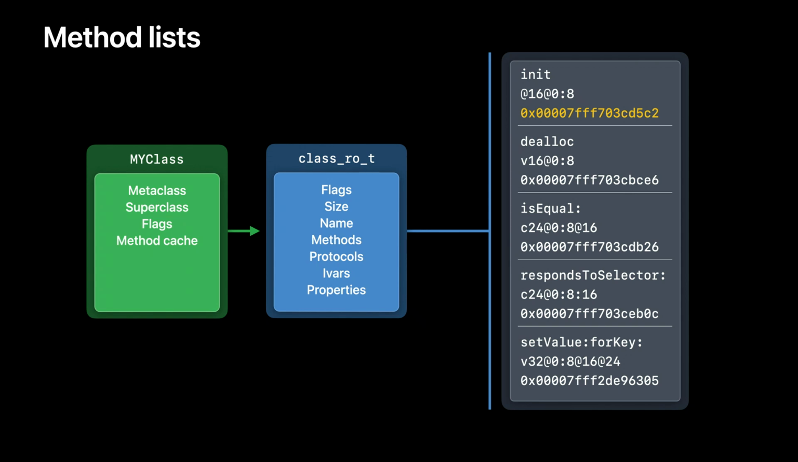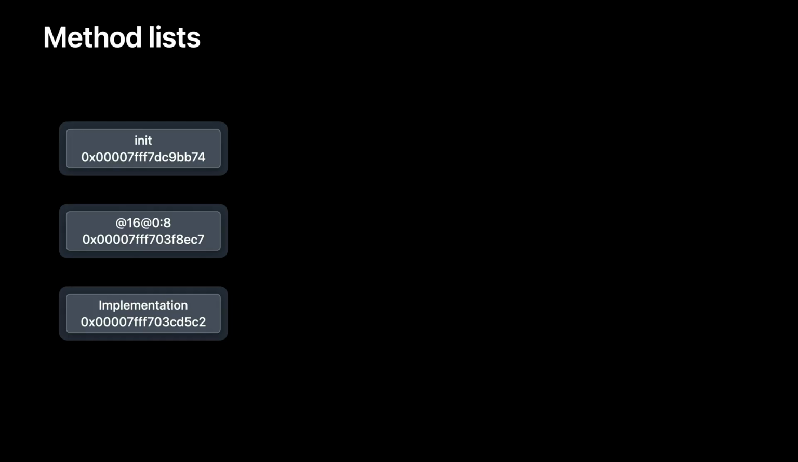When you write a method, it gets compiled into a C function with your implementation in it, and then the entry in the method list points to that function. Let's look at a single method. I've chosen the init method. It contains entries for the method name, types, and implementation. Each piece of data in the method list is a pointer. On our 64-bit systems, that means that each method table entry occupies 24 bytes.